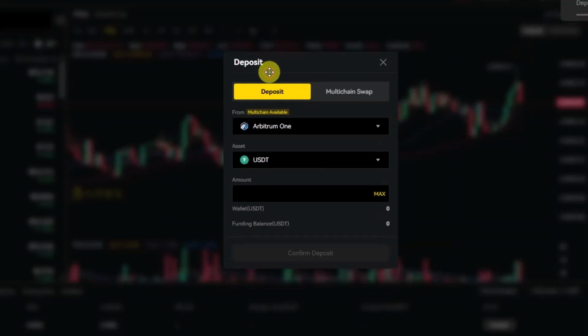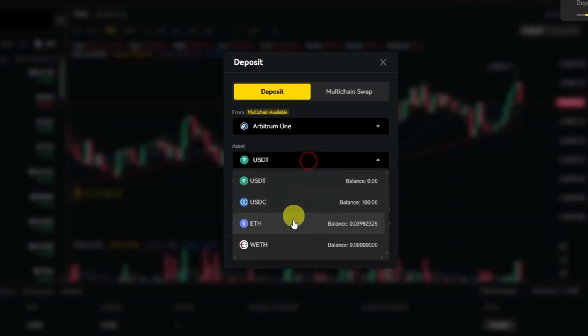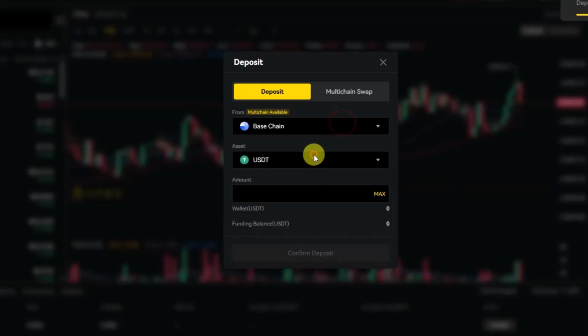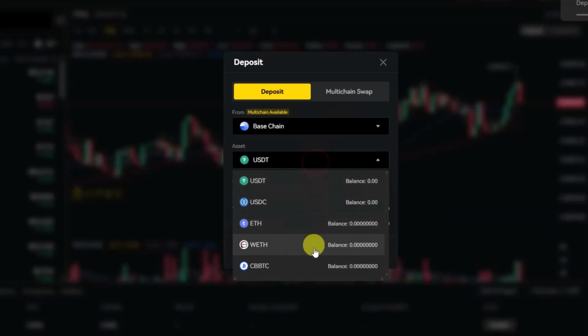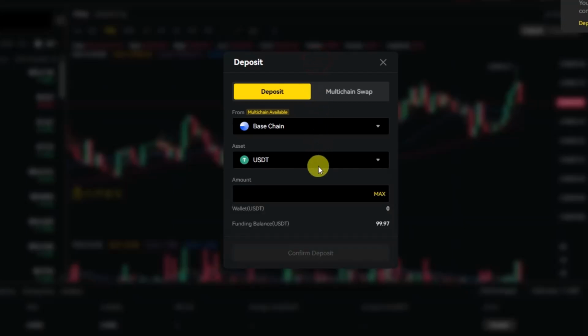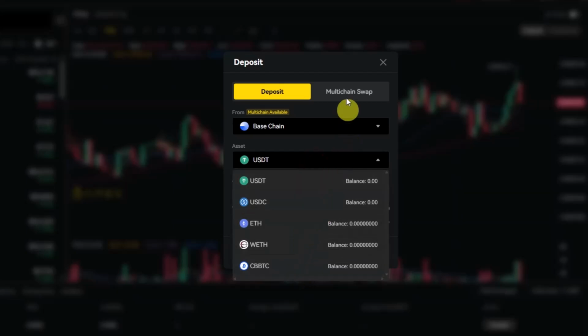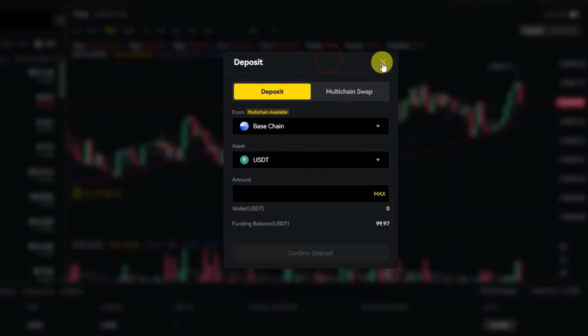Not only that, you can also deposit any of these supported coins. If you're on Base, they allow you to also deposit cbBTC. If you're going to deposit wrapped Bitcoin, any of these will all work. You can keep that as the underlying asset, and they'll issue you USDT based on the collateral that you've provided.